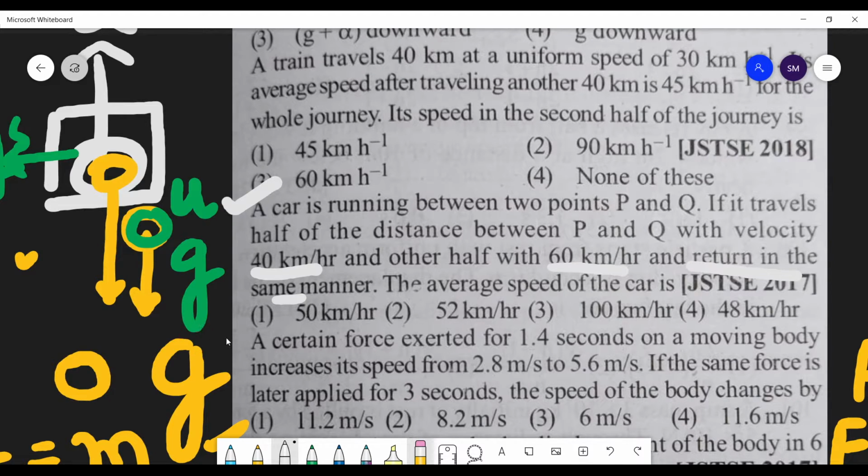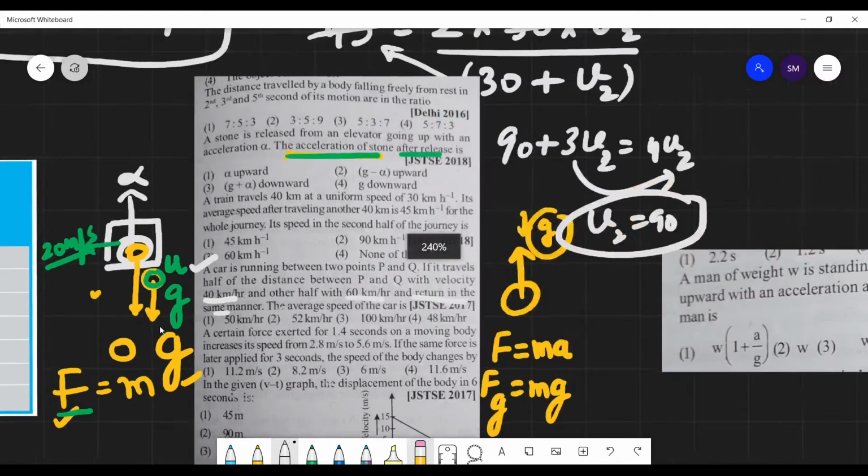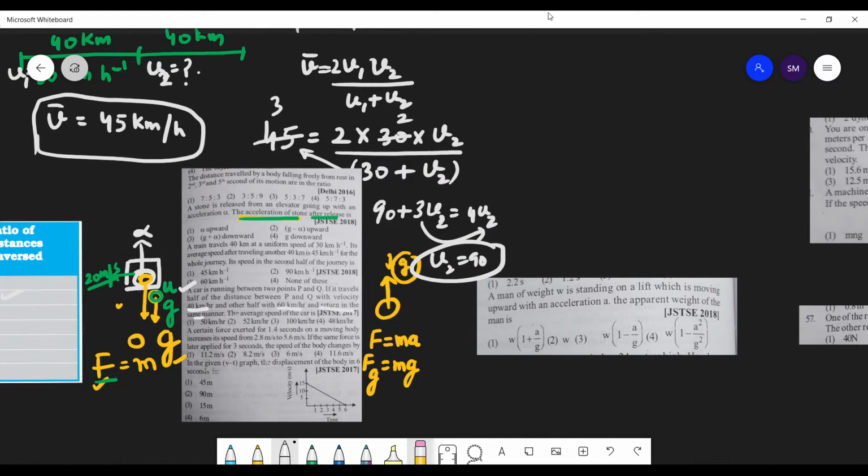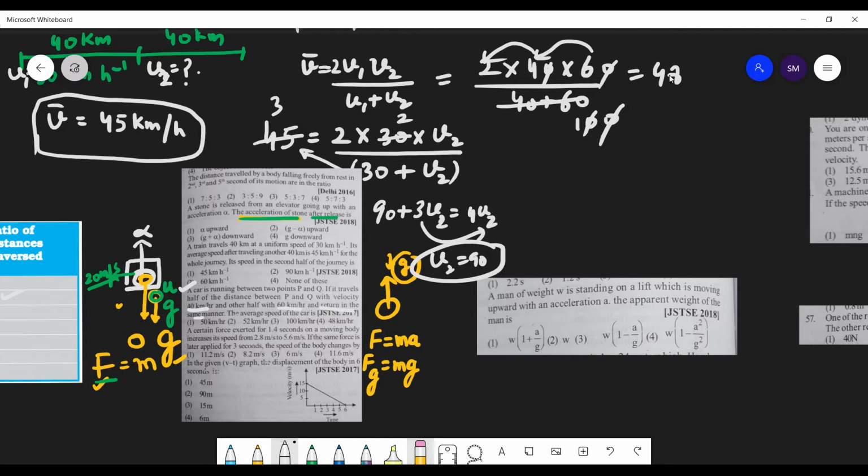And you can even calculate this question with the same formula, 2v1v2 by v1 plus v2. So 2 into 40 into 60 divided by 40 plus 60. 40 plus 60 is 100, and this 100 cancels out, and 6 for the 24, 24 to the 48. So 48 kilometer per hour is the answer.